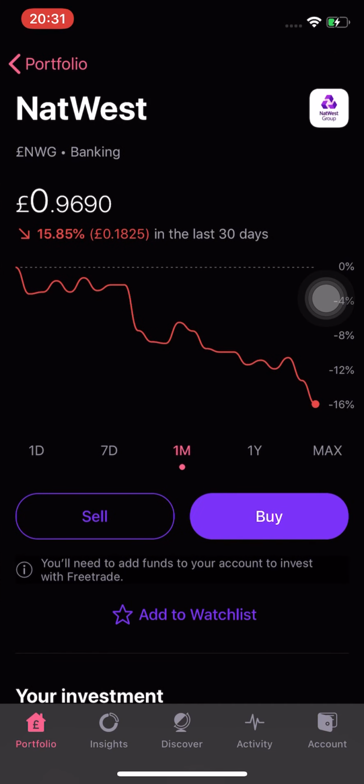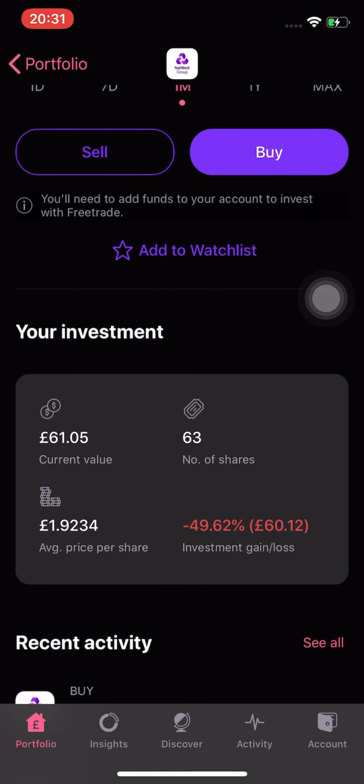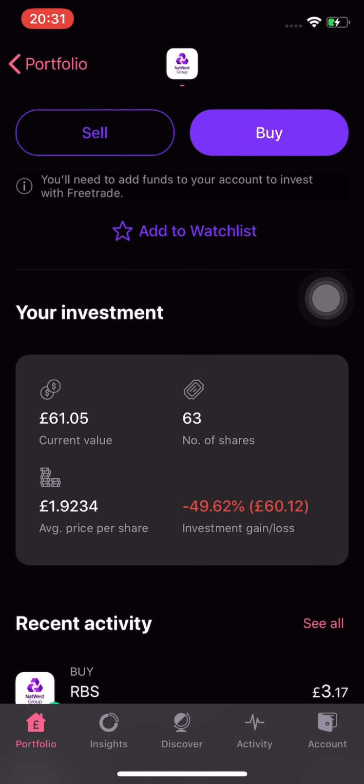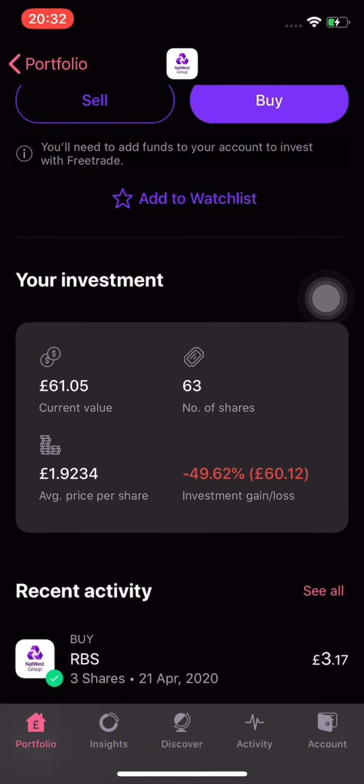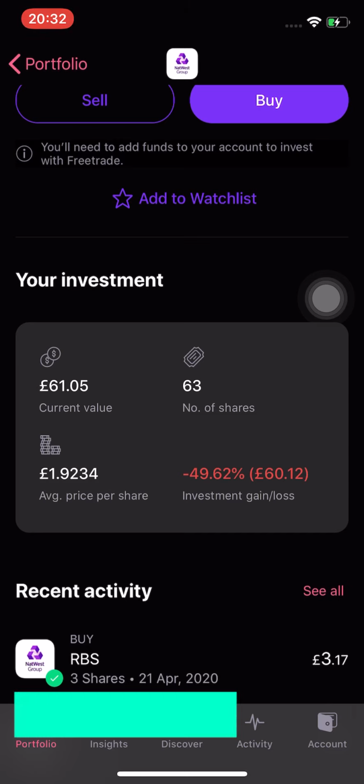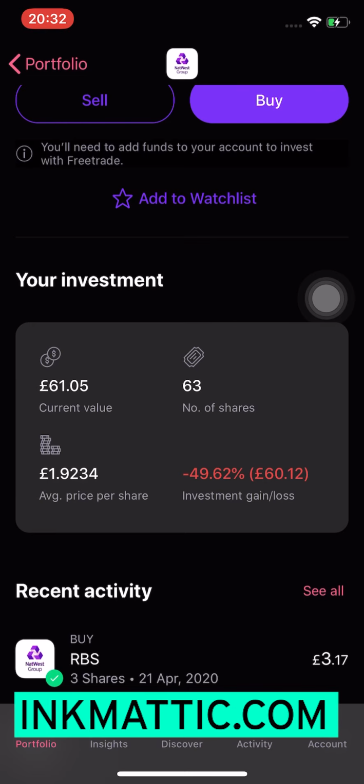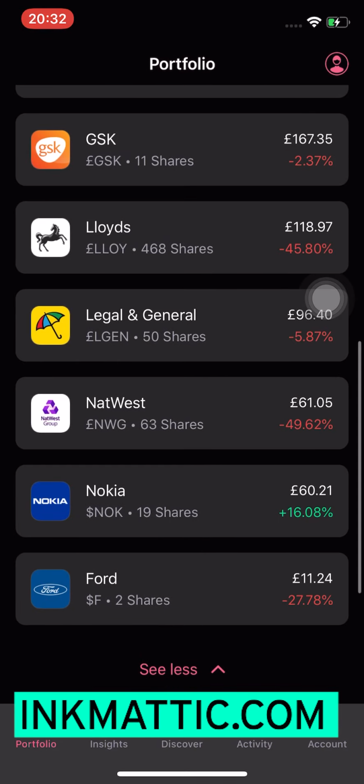NatWest has seen a shocking drop as well. It is not great. This is probably one of my worst positions. I've got 63 shares. My average price is at £1.92p, which is insane because I've almost lost £1 per share on this. I'm down 49.62%. I'm down £60.12p. So I'm hoping that, when the economy goes back to normal, we should see a bounce back, especially from the banks.